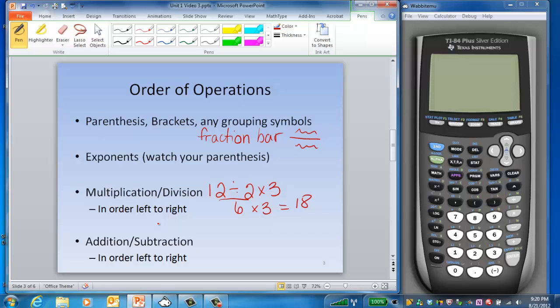Same thing with addition and subtraction. You do it as it shows up left to right. So a problem like 2 plus 3 minus 4 plus 5. Start at the left. You do 2 plus 3 first. That's 5. 5 minus 4 comes second. That's 1. And 1 plus 5 gets you the final answer of 6. All things you've seen before.